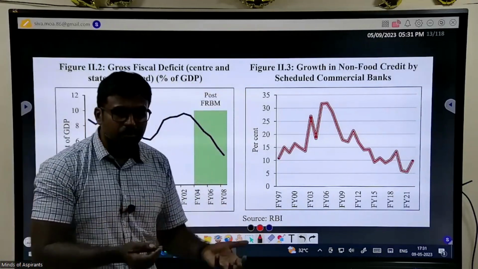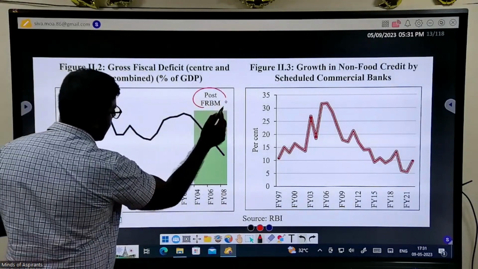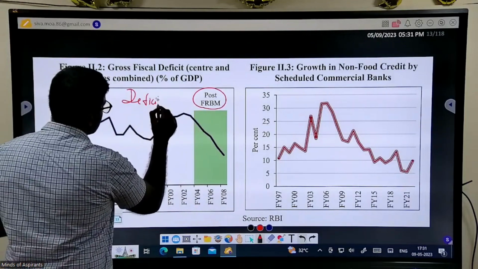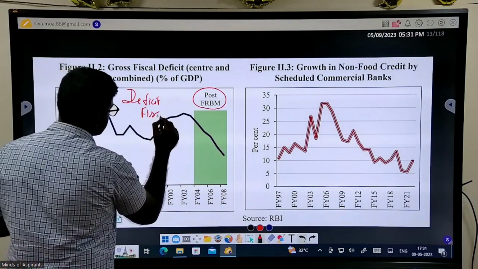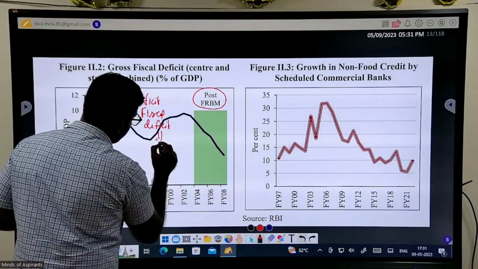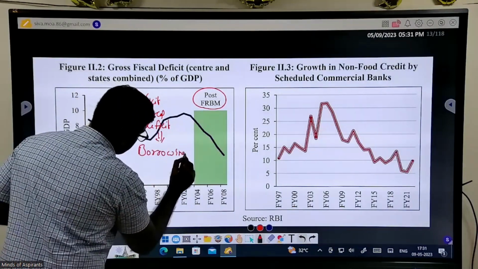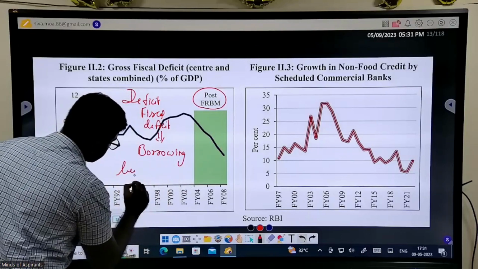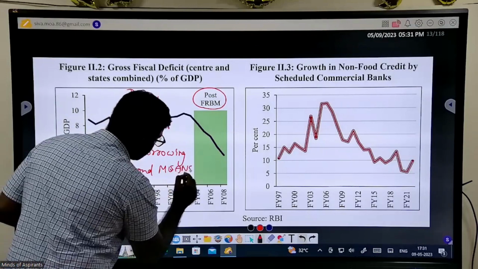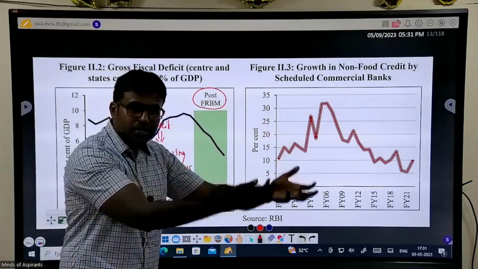If I am going to invest in your country, you have to make some changes. See, before the FRBM Act, there was a huge fiscal deficit. What is the meaning of fiscal deficit? You are borrowing beyond your means. Whatever you are earning, you are borrowing beyond that, and hence you are paying a lot of interest, and that is going to affect the future generation.